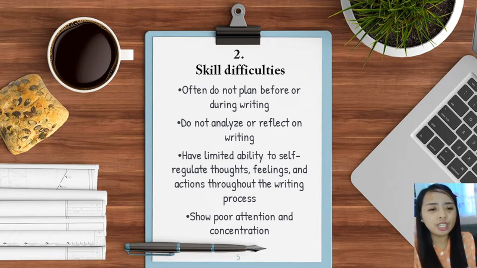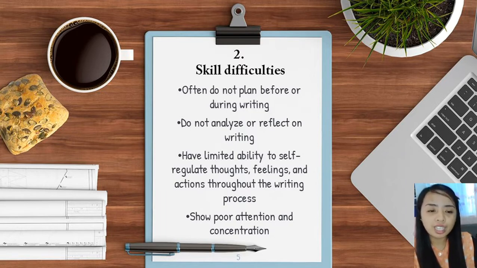The second one is do not analyze or reflect on writing. The writing process is circular. It does not end when you submit the paper to your instructor. In order to make progress with each assignment, you will need to optimize feedback, reflect on your strengths and weaknesses, and plan for improvement. So basically, those students who are experiencing skill difficulties do not analyze or reflect on their writing.